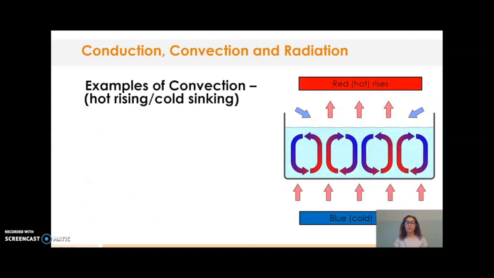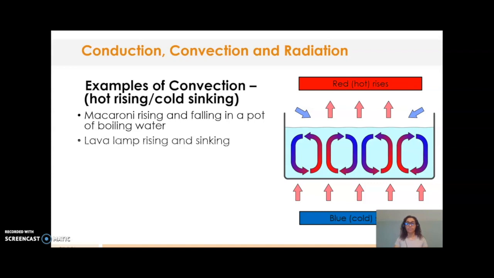So let's look at some examples of convection, which is going to be hot rising and cold sinking. So macaroni rising and falling in a pot of boiling water. If you guys have ever done this, you can kind of see your noodles go in a circular motion if that water's really boiling. If you guys have lava lamps, they will sink and rise based on the densities of the lava inside the lamp.